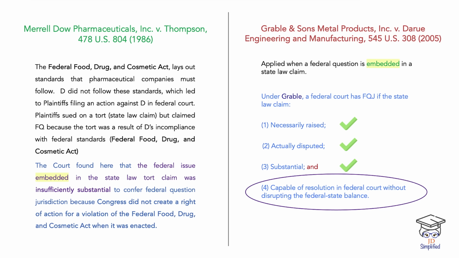See why it's the fourth element? Even though at the time of Merrell Dow in 1986, the four Grable elements did not exist yet, had these elements existed, the facts under Merrell would have failed this fourth Grable element. It would have absolutely been quite disruptive of the federal-state balance.